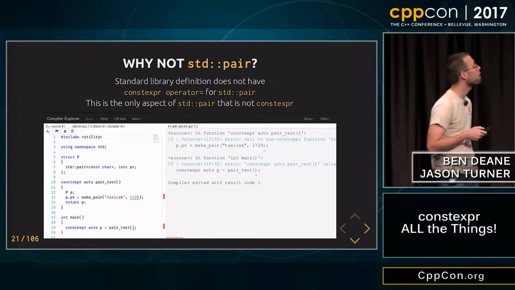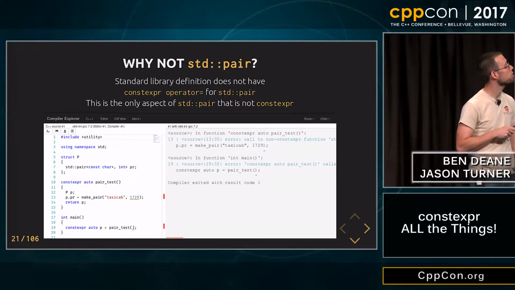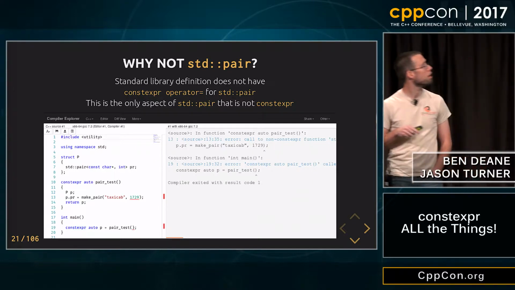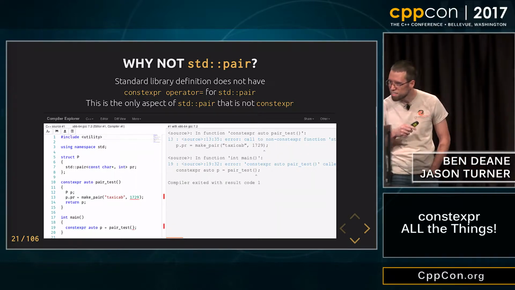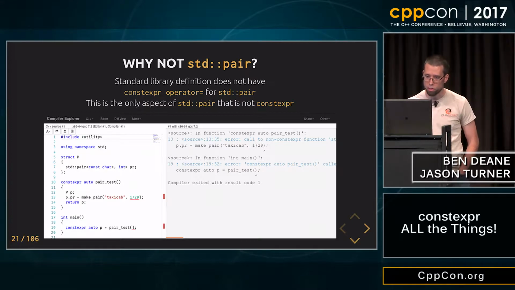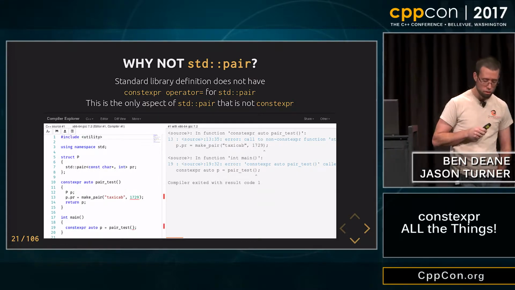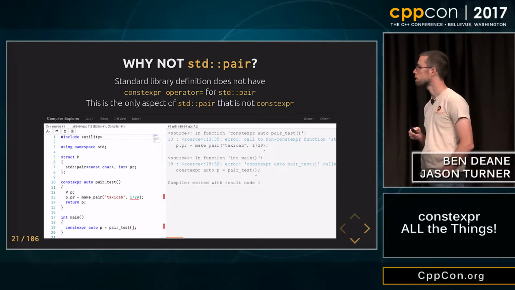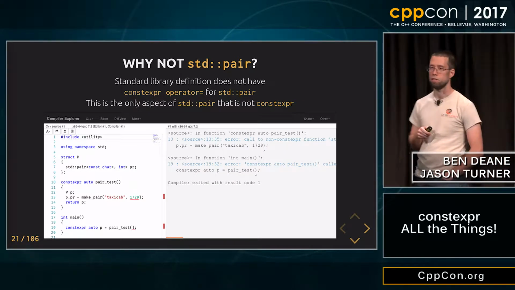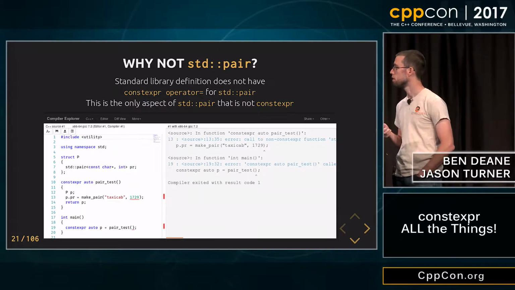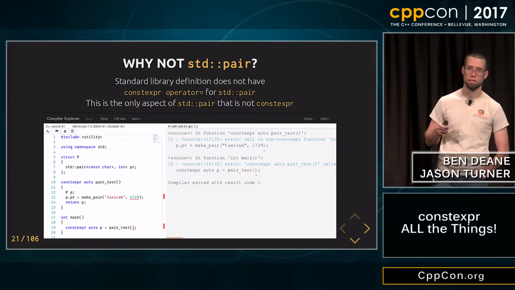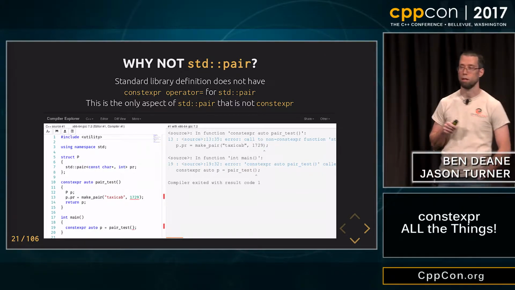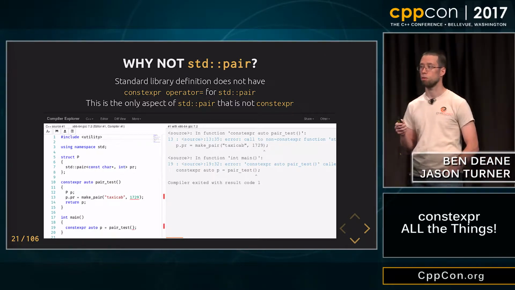So why not standard pair? Again, Compiler Explorer is showing us why it's failing to compile here. Non-constexpr function, it's scrolling off the edge. The assignment operator of standard pair is not constexpr. Which is terribly disappointing. It's not in the standard. So this is not a bug in this particular implementation. It is simply not specified as being constexpr, and as far as I know, it totally could be.